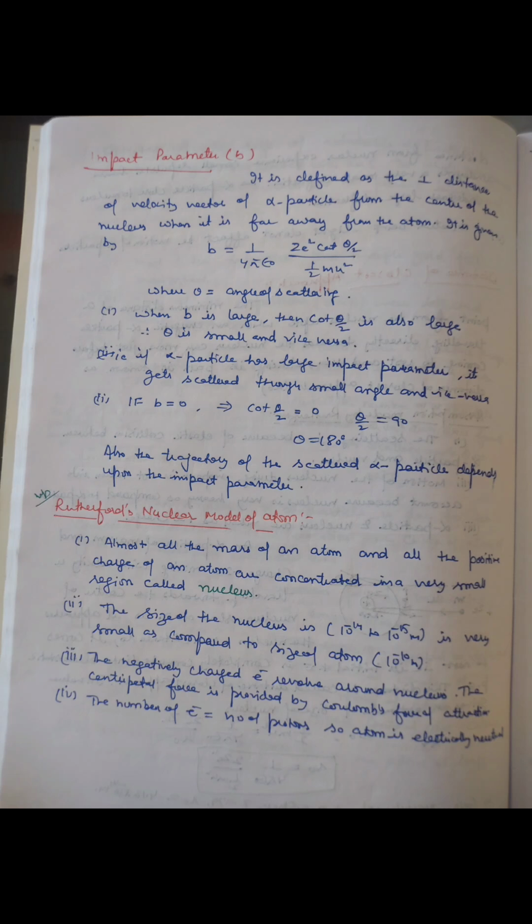Postulates of Rutherford nuclear model. Almost all the mass of the atom and all the positive charge of the atom are concentrated in a very small region called nucleus. The size of the nucleus is very small as compared to size of the atom. The negative charge electron revolve around the nucleus. The necessary centripetal force is provided by Coulomb force of attraction. Number of electron is equal to number of protons, so atom is electrically neutral.